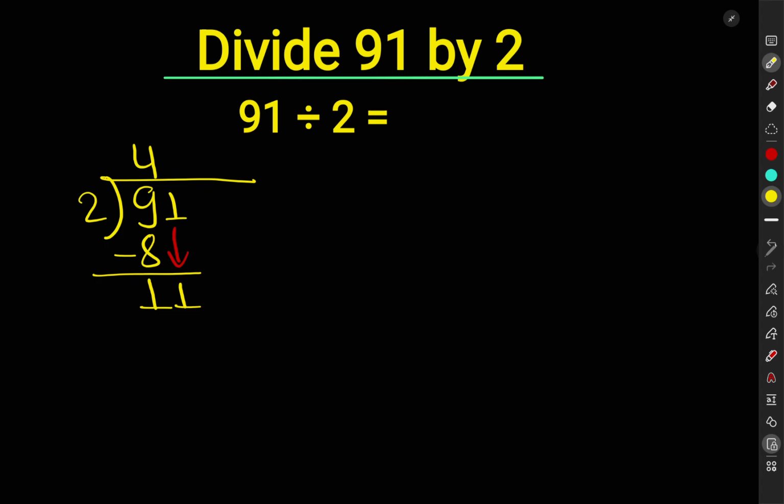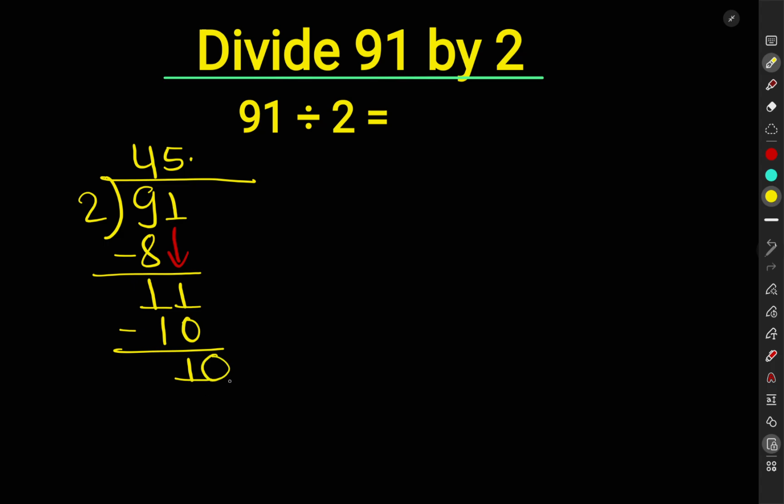So now it became 11. So 2 times 5 means 10. On subtracting we get 1. So again this 1 is less than 2 and there is no other number beside. So we put here a decimal so that we take 0.